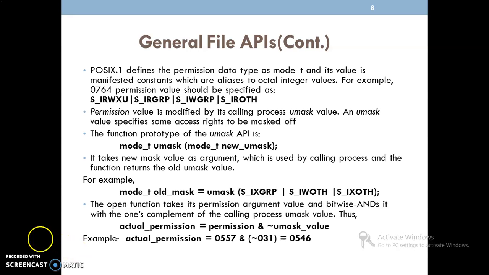We can use the umask API. Let's go through it here. This umask takes the new mask value as an argument, which is used by the calling process, and the function returns the old umask value. Let's have one example of what we are doing exactly. These are the values I have taken. Currently the execute permission for group, write permission for others, and execute permission for others will be taken off.